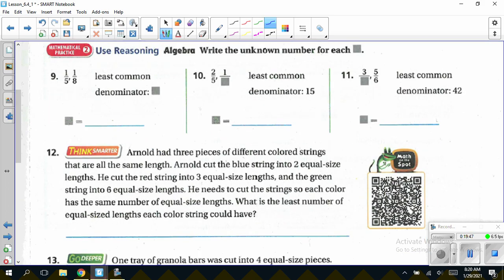So for 9 through 11, they have some missing information that they want us to fill in. So notice this time they want us to find the least common denominator.